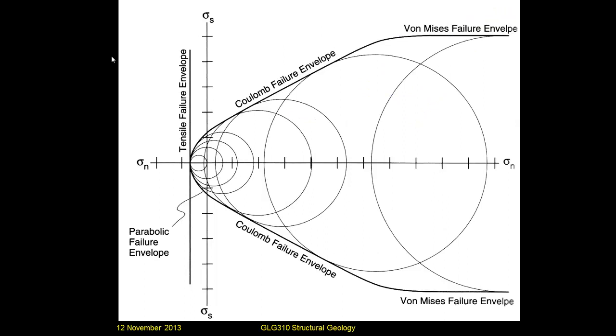So here's just a general view of how failure works. We can see that in tension, over here on the left side, we can break something by just pulling on it hard enough, with the normal traction being negative or tensile. And then in this middle zone here, we have the Coulomb failure envelope. That's just frictional behavior. Faults are behaving as simple frictional interfaces. And then as the stresses get very high, we basically have more plastic behavior. And so that's this von Mises transition.